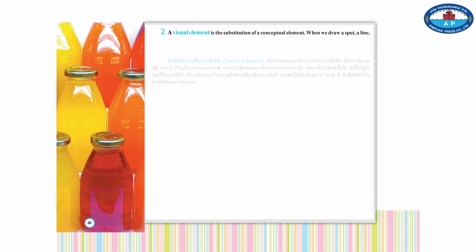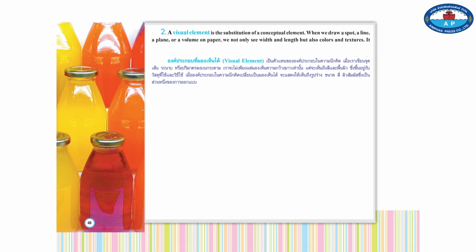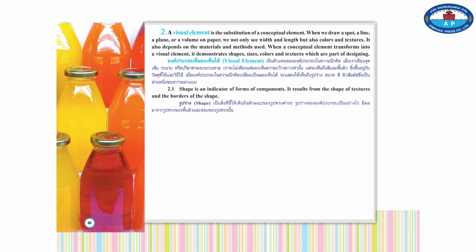2. Visual element is the substitution of conceptual element. When we draw a spot, a line, a plane, or a volume on a paper, we not only see width and length, but also colors and textures. It also depends on the materials and methods. When a conceptual element transforms into a visual element, it demonstrates shapes, sizes, colors, and textures which are part of designing. 2.1. Shape is an indicator of forms of components.